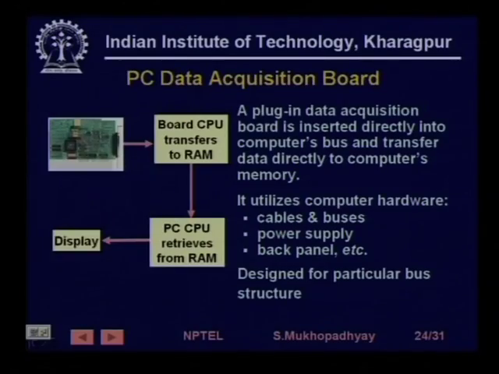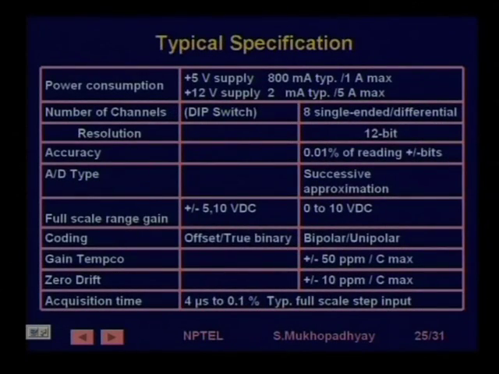So, they are generally designed for these kind of Windows PCs, and they are very common and rather cheap, and can be used very much in a laboratory scenario and are widely used. So, these are the basic two types of data acquisition systems.